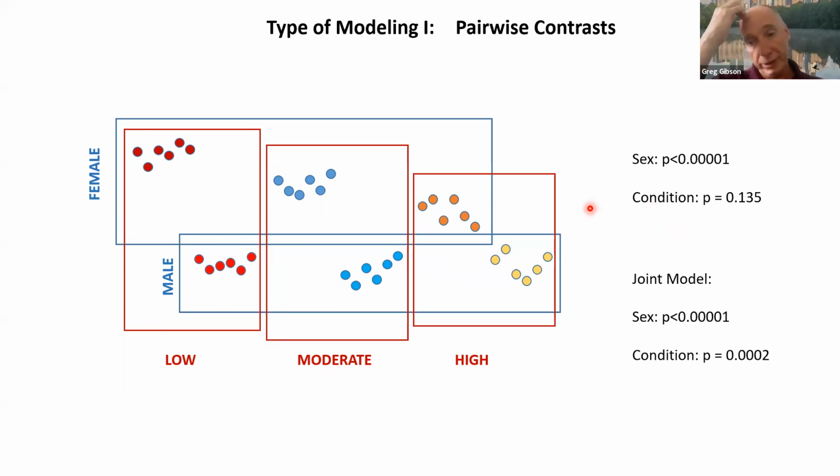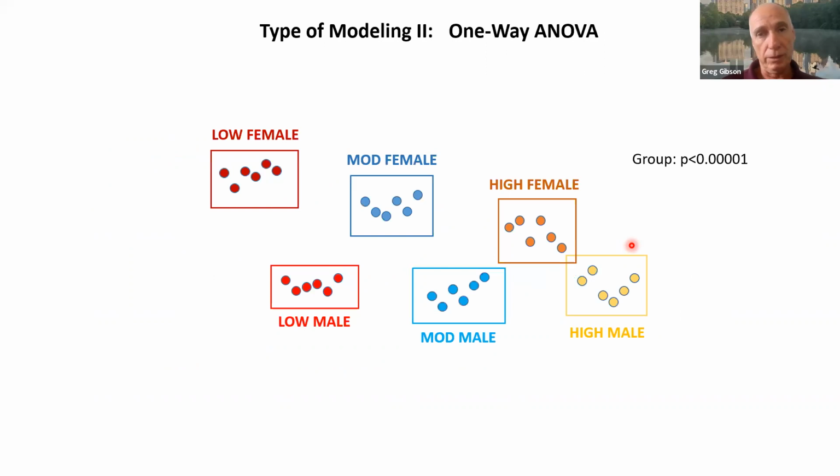But if we model them jointly, in other words, if you go in and fit an analysis of variance model where you've got both sex and condition in the same analysis, it turns out that adjusting for sex in this particular version allows you to see that the conditions are actually significantly different. And then the next step beyond that is to ask whether or not there's an interaction effect, which we'll get to in a minute.